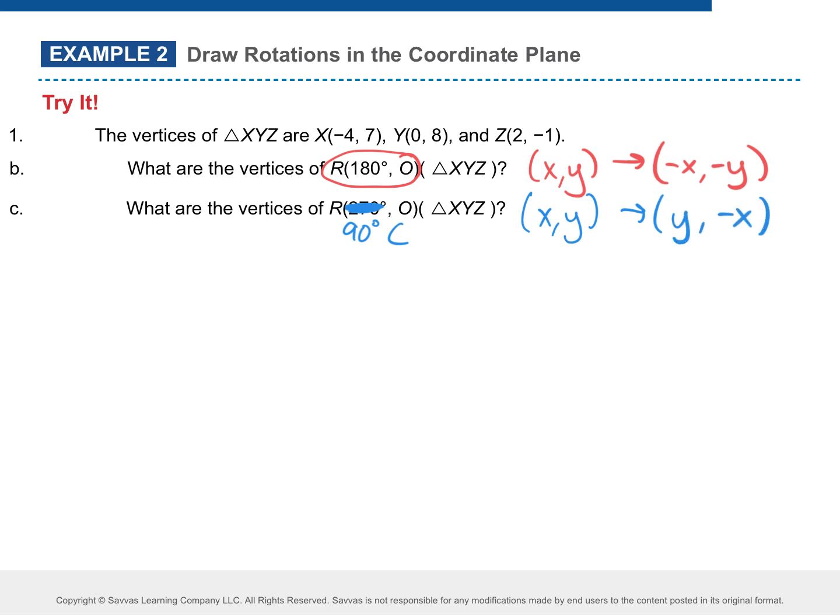What I want you to do is take those 3 points that they listed for you, x, y, and z, and do a and b with those points. All you're doing is just switching those points using the formula we wrote down.